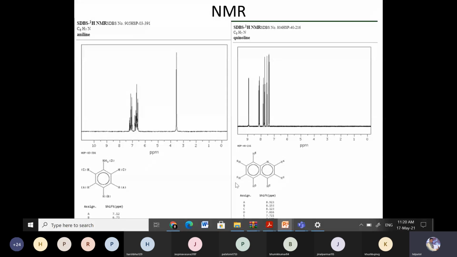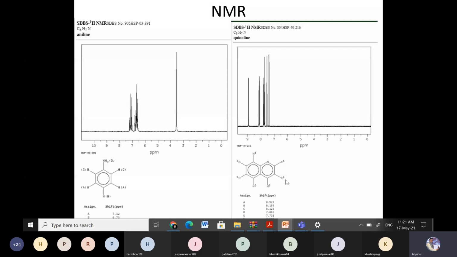Now, as I said, how many signals will we get? We will get 1, 2, 3 signals over here, and this 1, 2, 3, 4. So as per the resolution and characteristics, 1, 2, 3, 4, 5, 6, and 7 signals should be there.